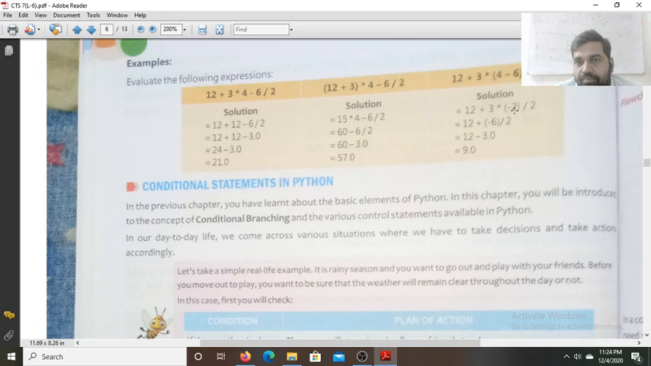Now after that, the multiplication and division have the highest priority. Moving from left to right, multiplication is encountered first, so first it will be multiplied. 3 multiply minus 2 gives you minus 6. Now after that this division has the highest priority. Minus 6 will be divided by 2, it will give you minus 3. Now 12 minus 3 gives you the result 9.